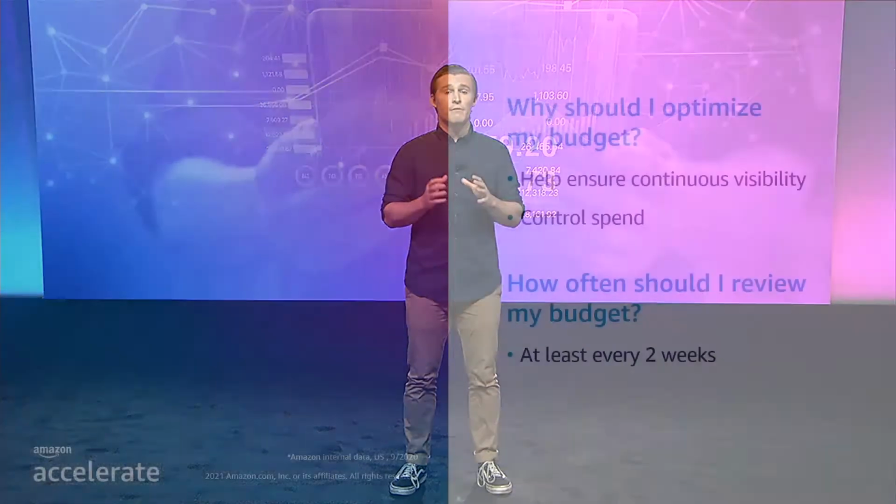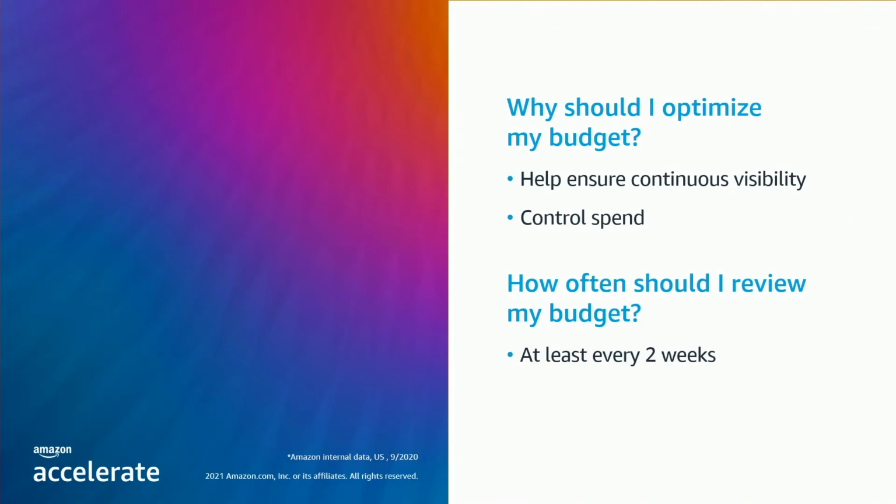I want to start this section about bids and budgets by talking about why it's important to optimize your budget. First, to help ensure visibility, you don't want to go out of budget, because then your ads won't have the chance to display to shoppers. On the flip side, you don't want to overspend on campaigns that are not meeting your goals. So it's important to monitor your performance closely to be able to optimize your spend and overall performance.